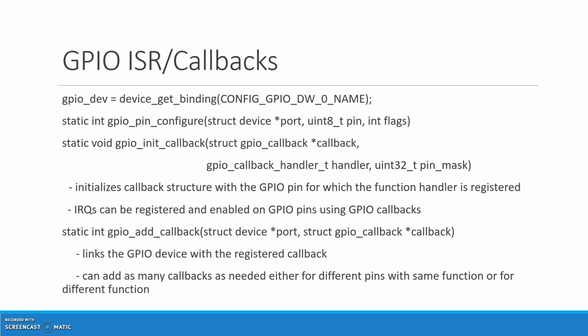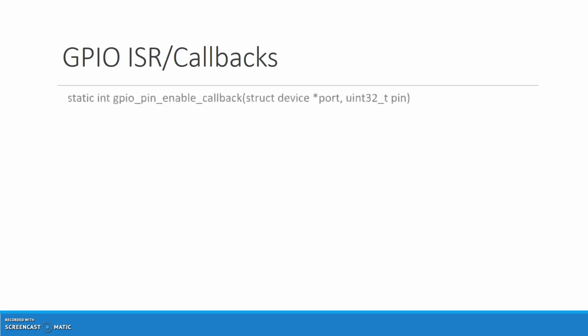After adding the callback to the GPIO device, we have to enable it. That can be done using GPIO pin enable callback. So for this pin, the callback is turned on.